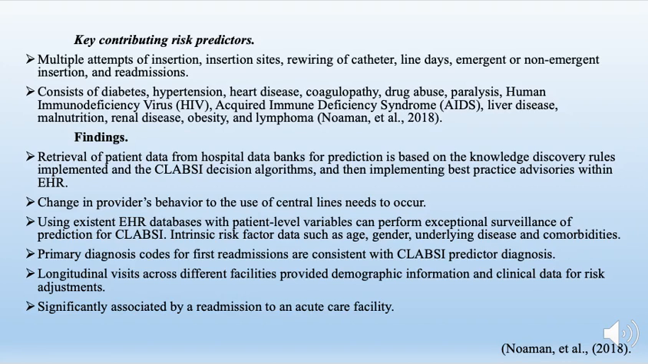Key contributing risk predictors: multiple attempts of insertions, insertion site selection, rewiring of catheters, line days, emergent or non-emergent insertions, and readmissions. Another key contributing risk predictors are comorbidities, which consist of diabetes, hypertension, heart disease, coagulopathy, drug abuse, paralysis, HIV, AIDS, liver disease, malnutrition, renal disease, obesity, and lymphoma.